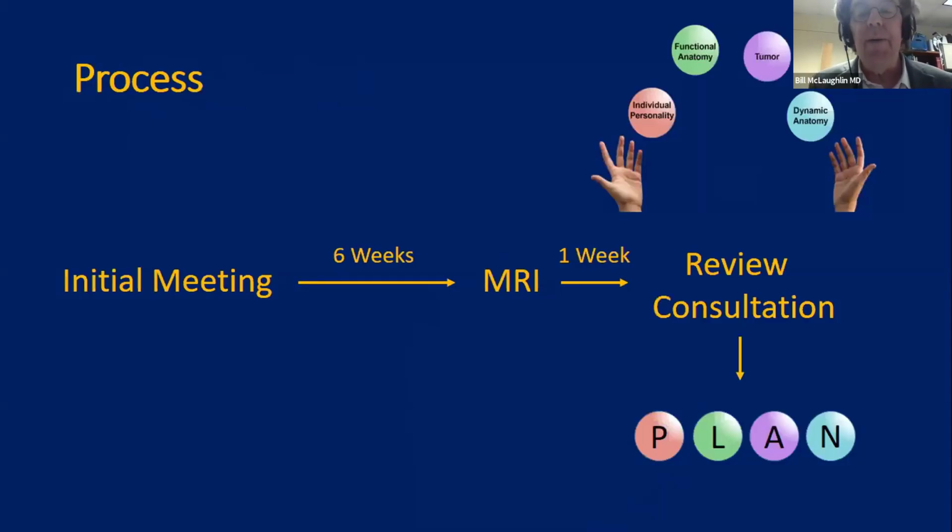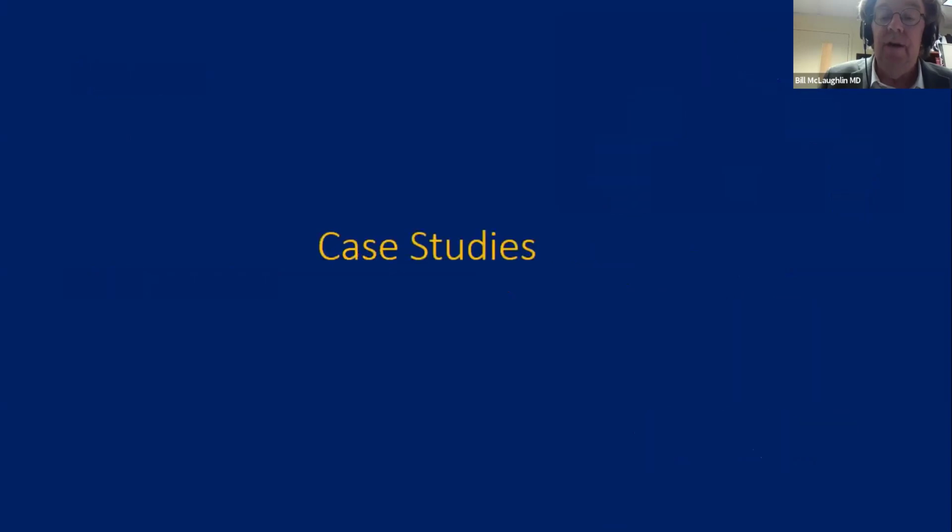So this is my process, which is initial meeting. 6 weeks later, you get an MRI. 1 week later, you review the consultation. You juggle all of these balls at the consultation, tear things apart, look at the functional anatomy, look at the tumor. So these letters, each letter is coded from one of the balls above. Put all of this information together. You generate a plan that I think is individualized, only is going to apply to that particular individual person. But it's a very, very, I think, very elegant way to use this information.